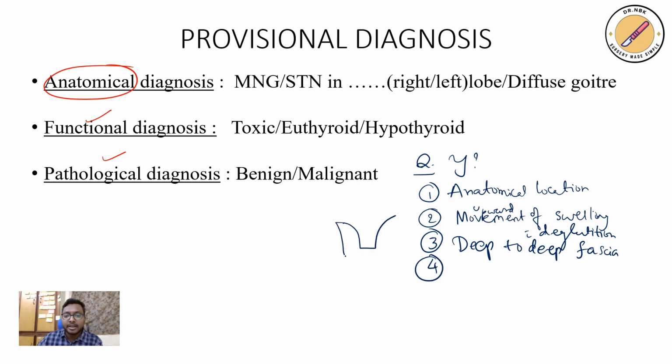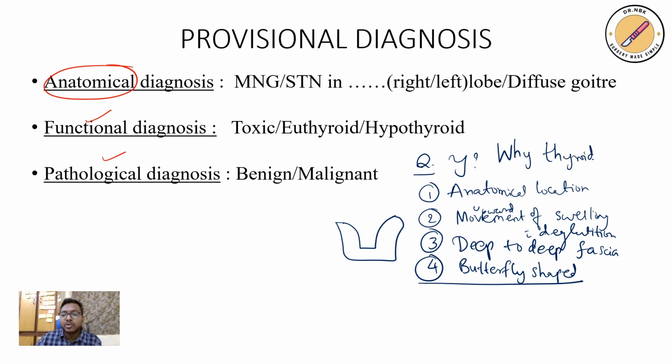if it is a bilateral thyroid swelling that is very conspicuously enlarged, then it will take the shape of the thyroid gland. That is nothing but butterfly shape. This last point should be told only if it involves both lobes of the thyroid gland. So these are the 4 points that you should remember to answer the question, why thyroid swelling, or how do you justify it is a goiter. That is the important thing that we should remember.